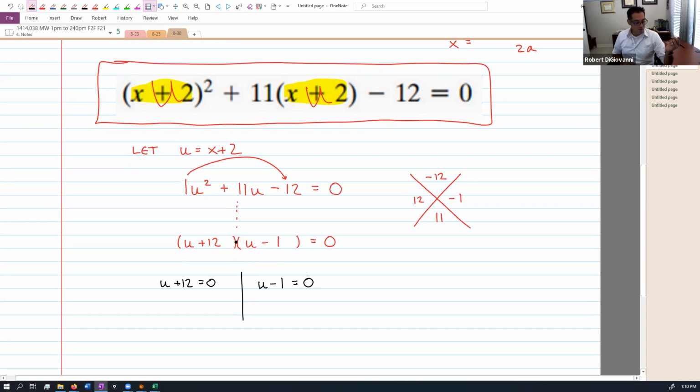And those are pretty easy to solve for you. You can just subtract 12 on both sides there. You get u is negative 12. And over here, if you add 1 to both sides, you get u is 1.